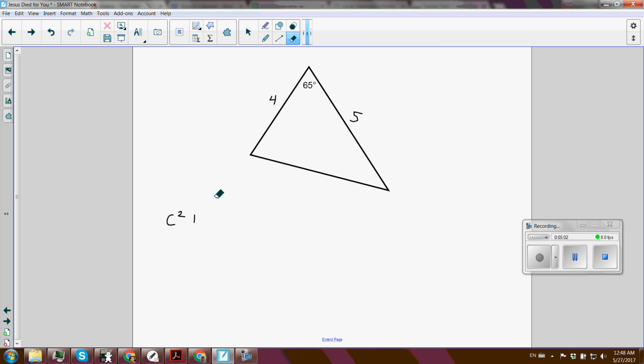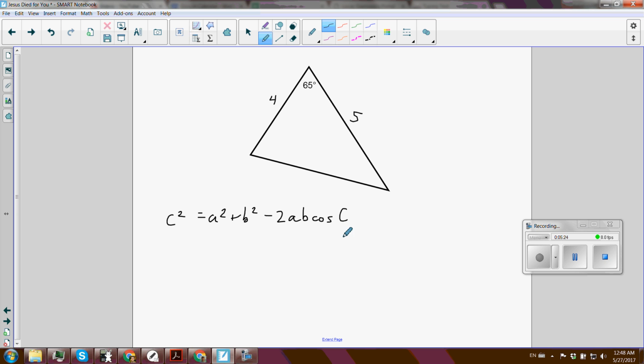It's c squared equals a squared plus b squared. That's the Pythagorean theorem. But the law of cosines works for right triangles too. It's just that you don't need it. Here's why. Minus 2ab times the cosine of angle C.